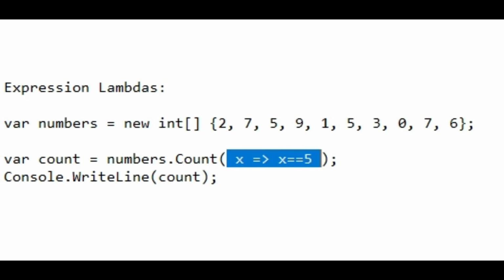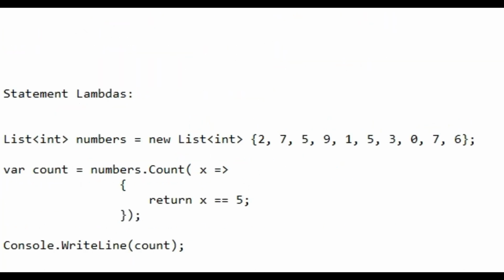This is called a predicate, a statement that, depending on the values of its variables, will be true or false. So numbers.Where x goes to x equals 5 is saying query the list numbers when the lambda expression x goes to x equals 5 evaluates to true.